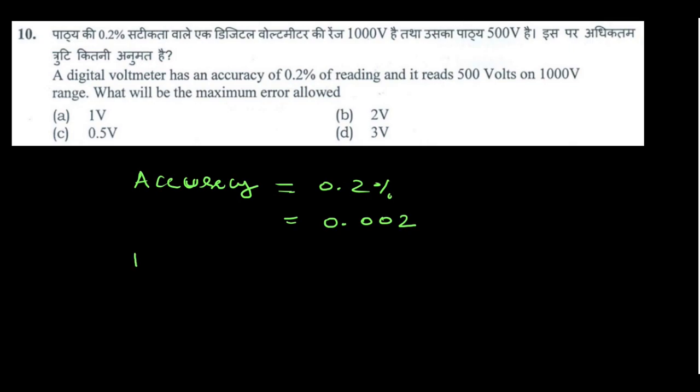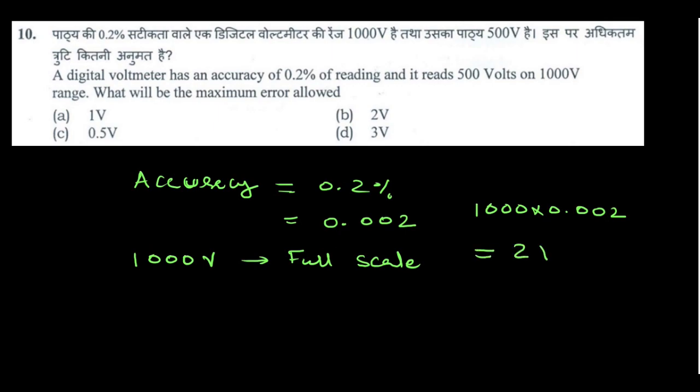So what is our scale? We have a 1000 volt scale, this is the full scale. For this full scale, what is the variation in the reading? That is 1000 multiplied by 0.002. So maximum we are going to get 2 volt variation if we use the full scale reading. Up to 1000 volt, so much variation will come. But we are reading only 500 volt, that is half of 1000 volts.